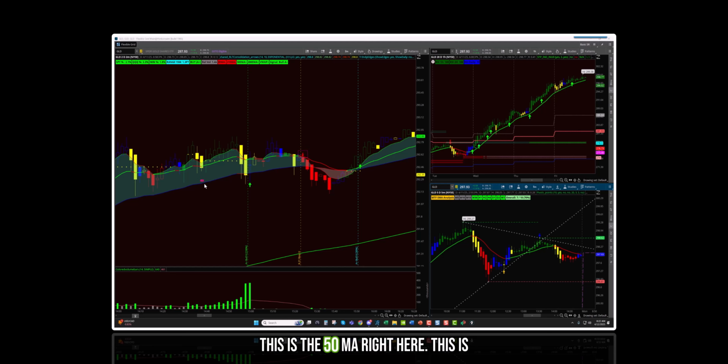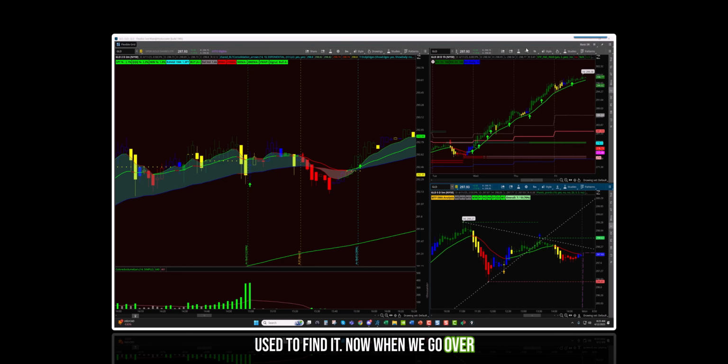Now this is the 50 EMA right here, this is the 21 EMA, and this is the 8 EMA. So it's very easy to see. And this is the cloud. It shades the envelope between the 8 and the 50. And you can change this. This is also user defined.